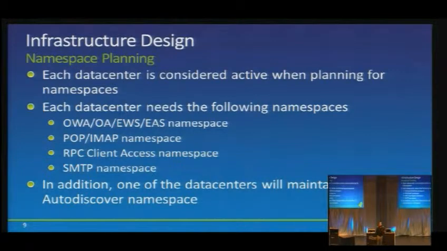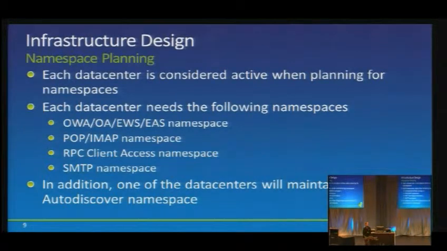So there's now an assumption when you're in a site resilience configuration with 2010 and you're using DAGs, you're going to need to have the live services there. You're going to need CAS there to service it, Hub there to service it, and obviously AD and DNS as well. But this is a big change. You're also going to need separate namespaces. Okay, you'll need a namespace for Outlook Web App, one for Outlook Anywhere, one for Exchange Web Services, one for Exchange ActiveSync, one for POP and IMAP if you're using that, one for the RPC Client Access Service, which is new in 2010, and one namespace for SMTP and one for Auto Discover.